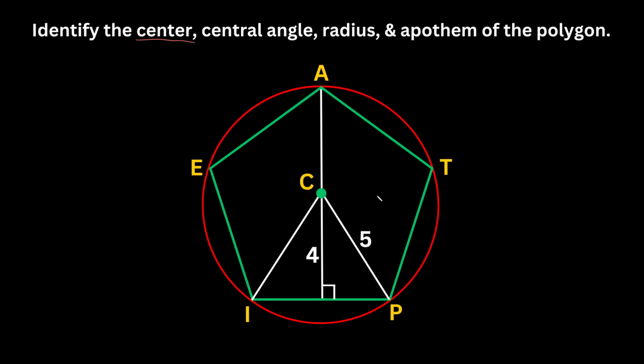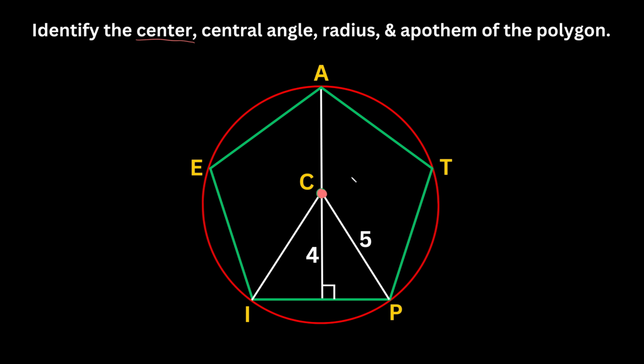Well, it's pretty easy to see right where it is because it's basically the same spot where the center of the red circle is also, right? It's just right here at the center. Okay, so this is the center of the polygon. Easy enough. Next, let's find a central angle.